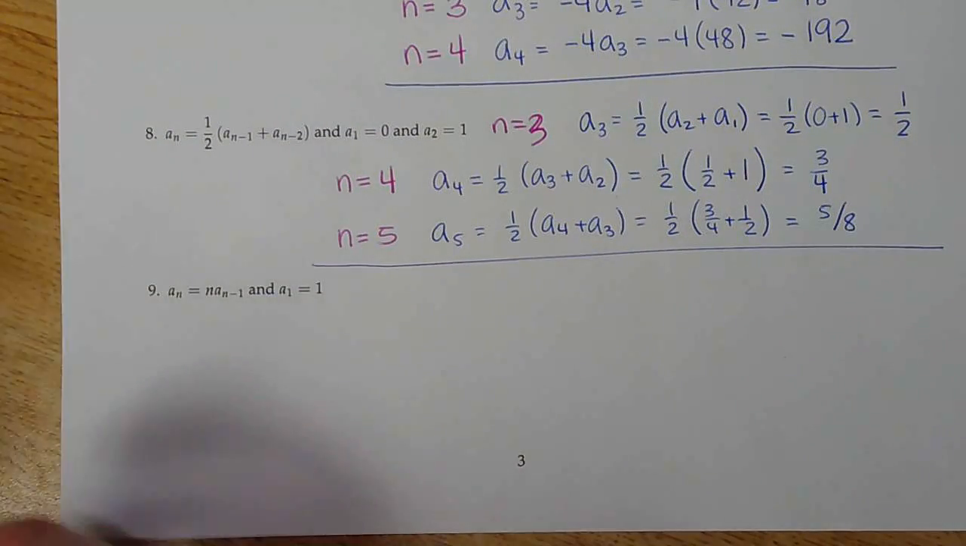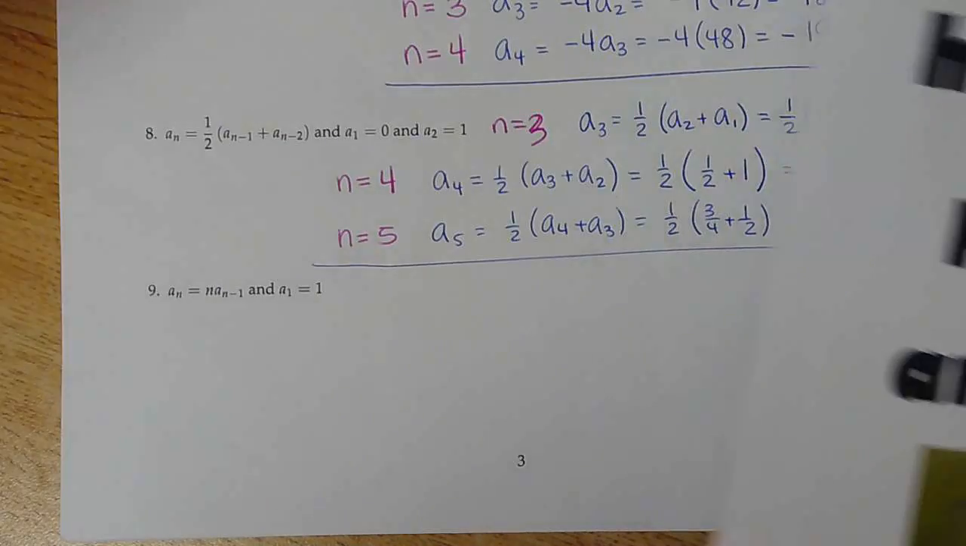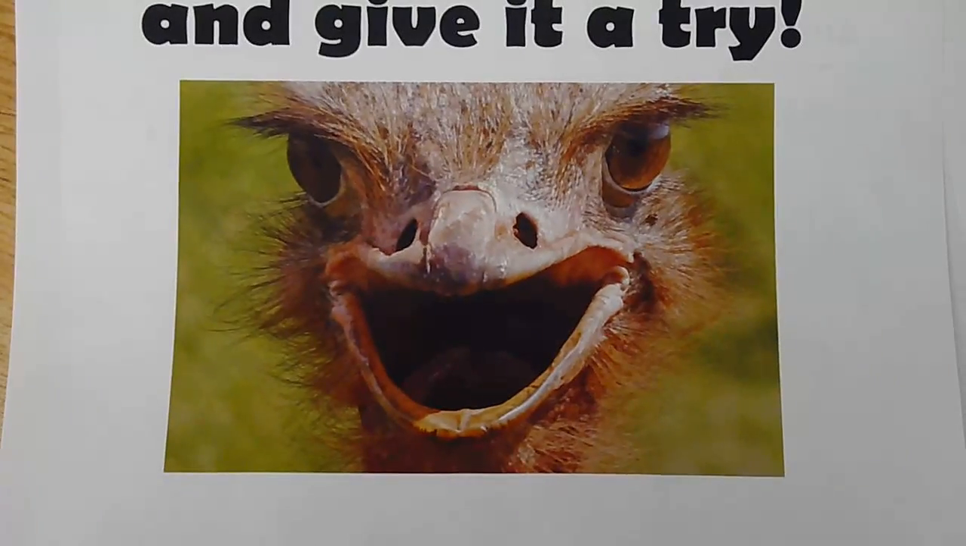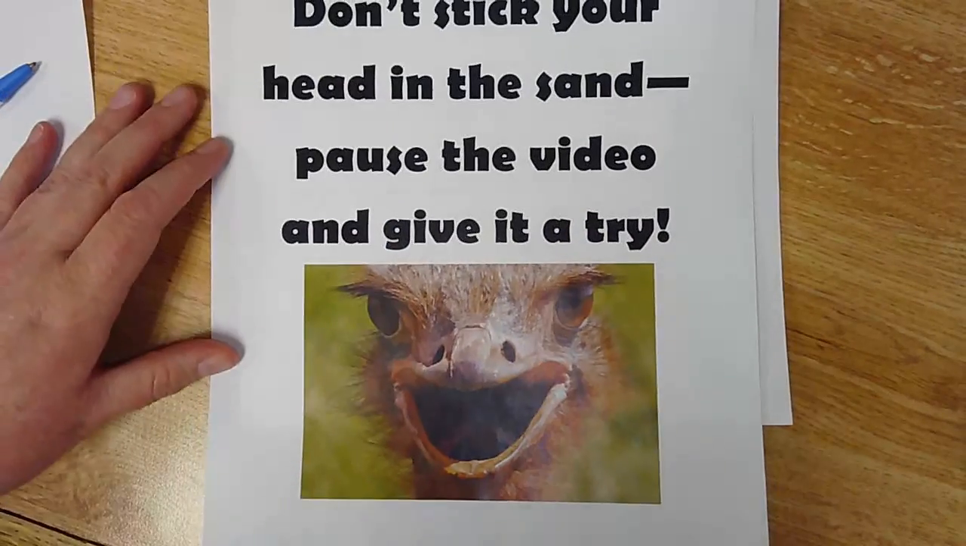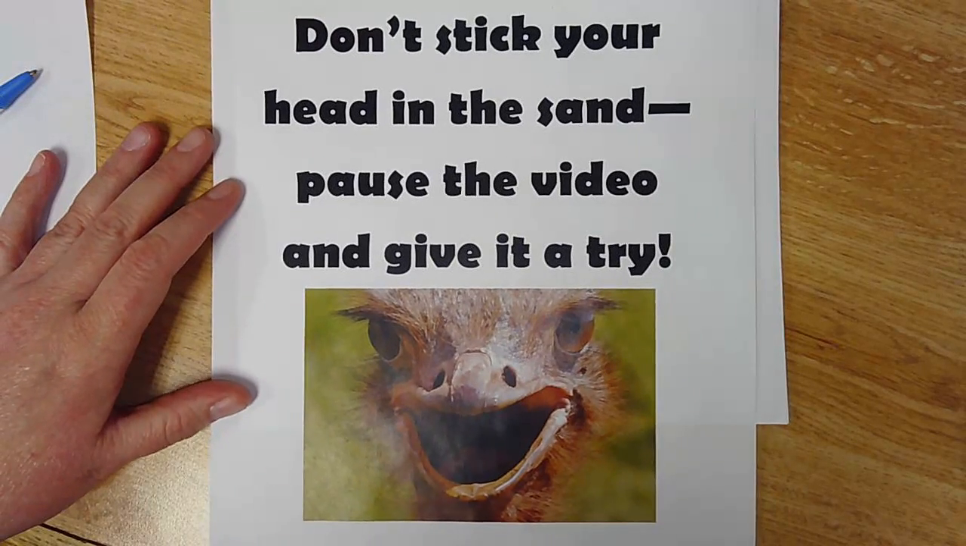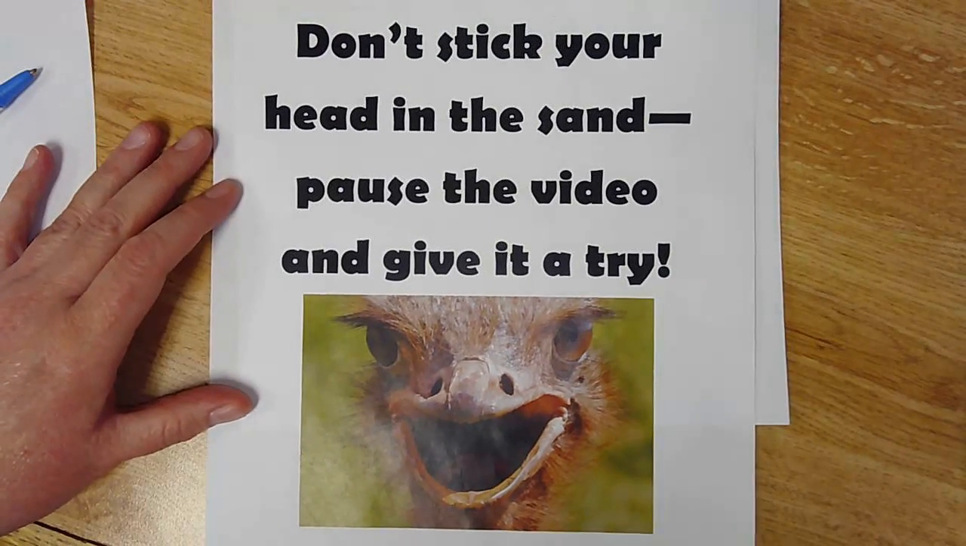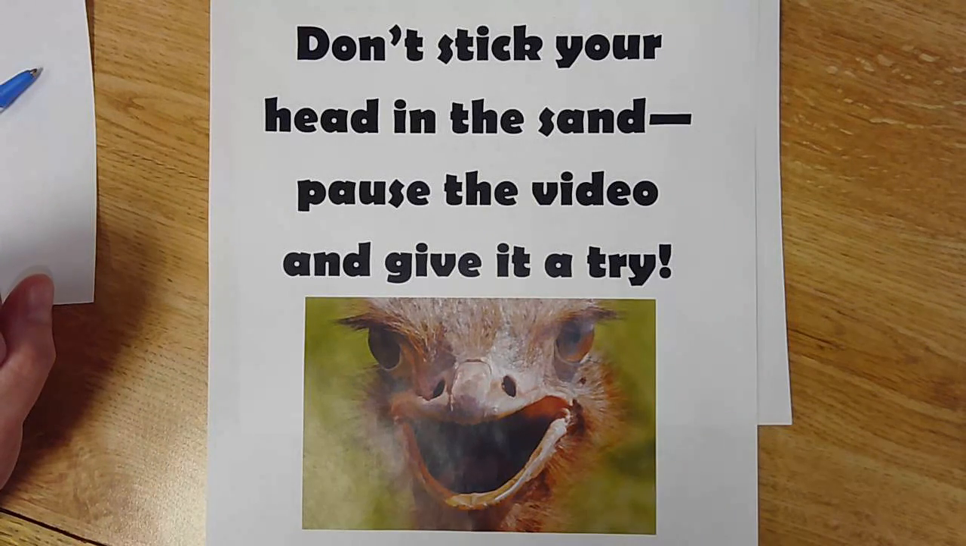All right, and then number 9, a sub n is going to be equal to n times a sub n minus 1, and we get a starting value of a1 equal to 1. So I want you to give this one a try and see how you do with it. Pause the video, come back in a couple seconds, and we'll see if we've gotten the same thing.